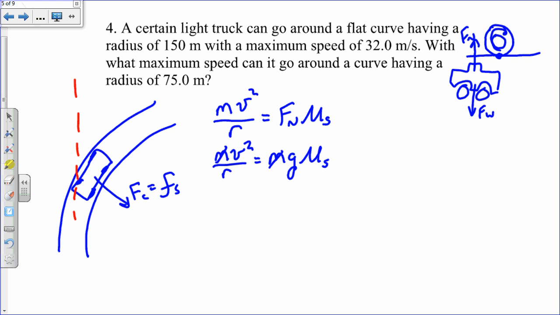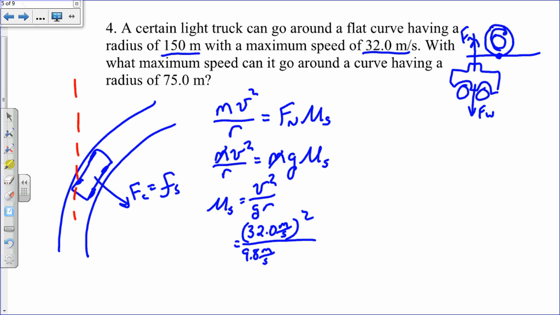I don't know the coefficient of static friction, all right? But I know the speed that I can travel with this. So I'm going to use that information to find the coefficient of static friction. So mu s is v squared over gr, and that's going to be 32 squared, and r is 150 because I know what the maximum speed on the 150 meter curve is, and that gives me a coefficient of static friction of 0.70.